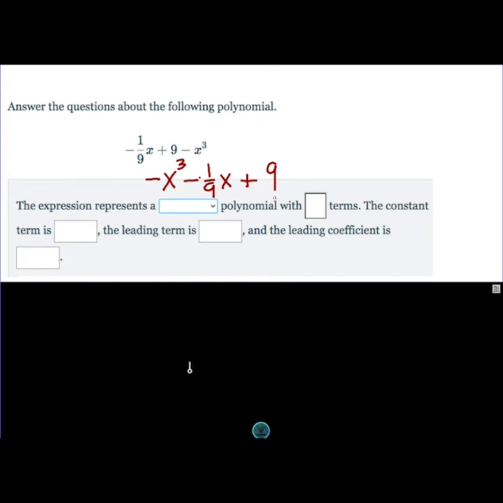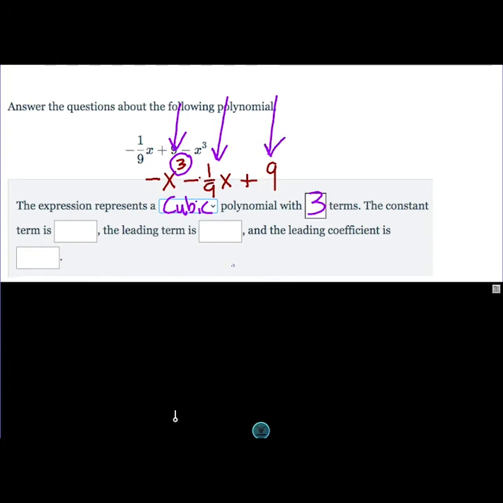The expression represents a blank polynomial. So we're talking about naming it here. This particular expression represents a third degree. We'll look back at our chart. A third degree is cubic. And we then go on, how many terms is it? Well, there's 3 terms here. Now, don't be confused. Just because it's cubic in its third degree doesn't mean it has 3 terms. We physically are going to count them. 1, 2, 3. 3 different terms. 3 different monomials in there.